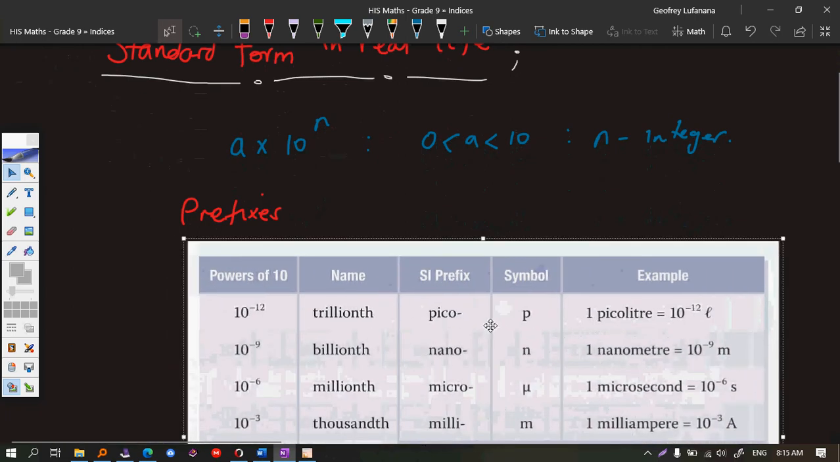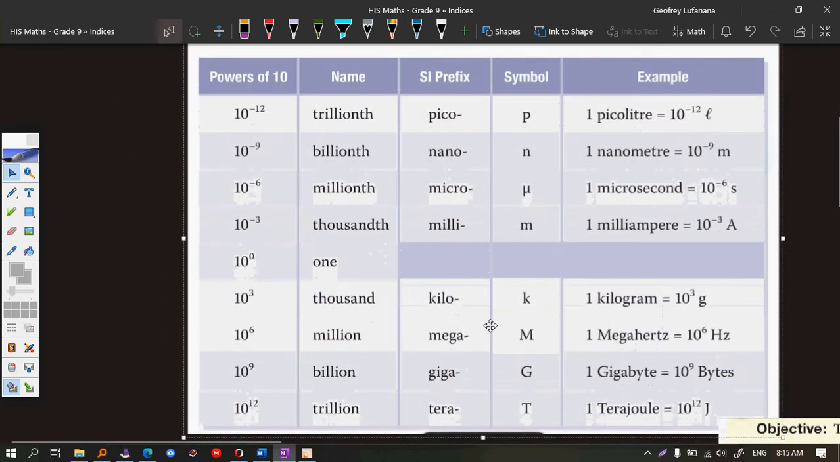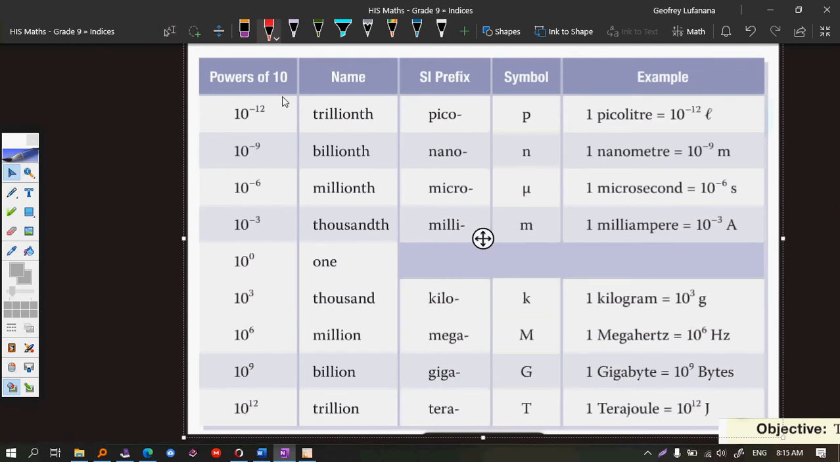It has a prefix and its symbol and the name in words, the powers of 10 of what the prefix means, and an example. For example, I'm going to start with the very common ones. Milli. We usually meet this word in measurements. For example, a millimeter, and its symbol is m. Milli basically means a thousandth, which is 10 to the power negative 3.